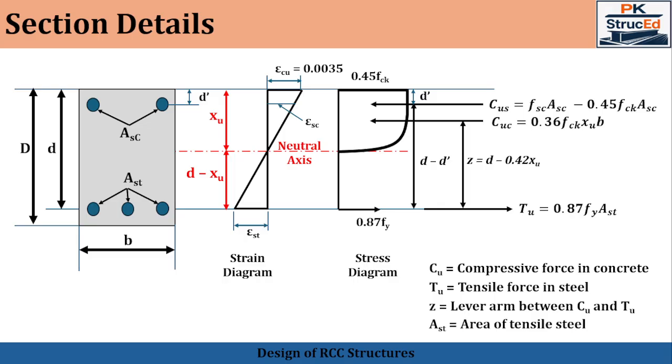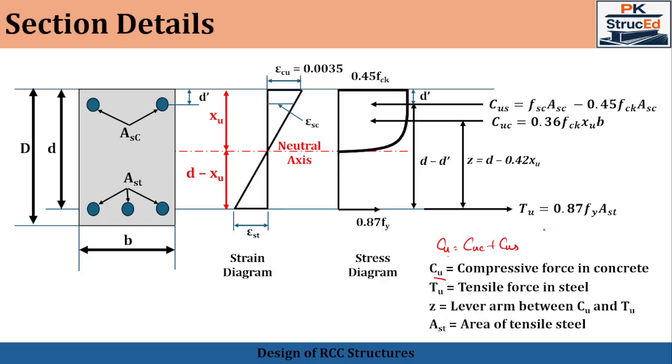Here some of the important notations are Cu, the total compressive force in concrete, which will be calculated using the relation Cuc plus Cus. What are Cuc and Cus? Cuc is the resultant compressive force in the concrete, whereas Cus is the resultant compressive force in the steel. We sum them to get the total compressive force. That is the only variation in a doubly reinforced section compared to a singly reinforced section.